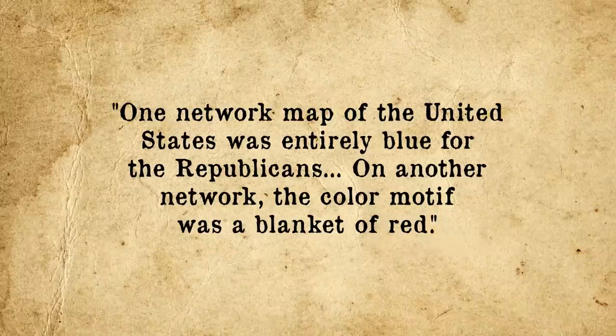The other networks forged their own paths when covering presidential elections. In 1976, ABC used blue for states won by the Democratic candidate and yellow for the Republican, but by 1984 it had switched the Republican color to red. CBS designated Democratic wins with red and Republican with blue in 1980, but then flipped them in 1984. As vice presidential candidate for the Democratic Party, Geraldine Ferraro described the reporting of the 1984 election: "One network map of the United States was entirely blue for the Republicans. On another network, the color motif was a blanket of red."